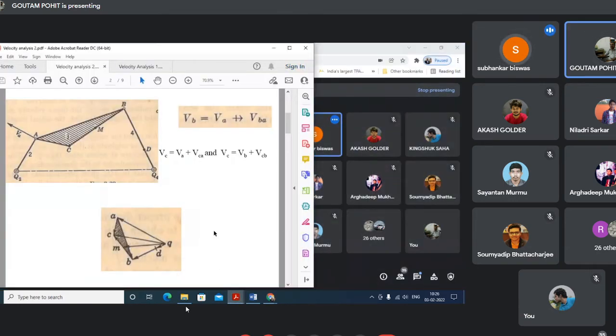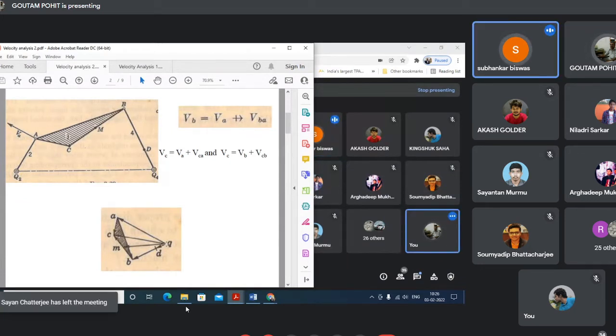Q is the reference point, which is fixed with respect to Earth. What I am saying is that any velocity starting from Q gives the absolute velocity, and any other point joining any other point, they are giving relative velocity.